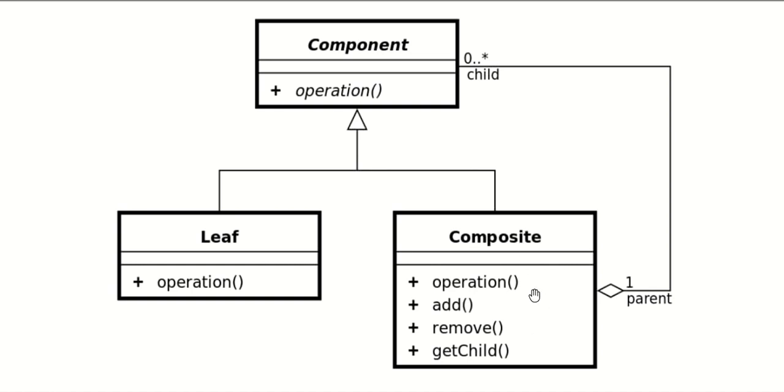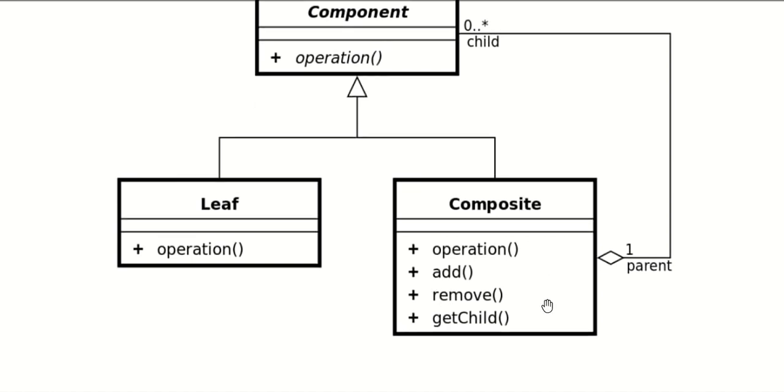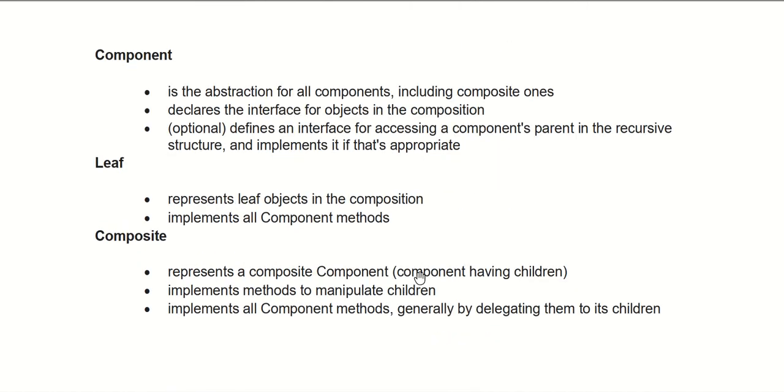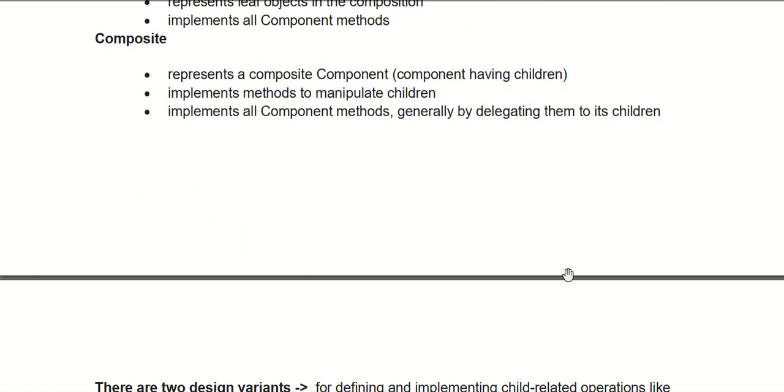And apart from that, the composite specifies additional behavior like adding a leaf, removing a leaf, and getting a child or a leaf by its ID or something. Okay, a pretty straightforward class diagram. I have already explained what all these things are.